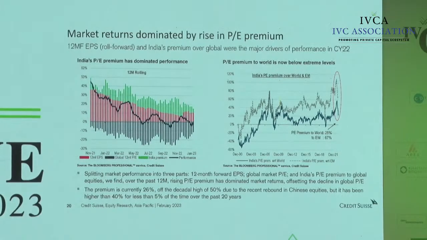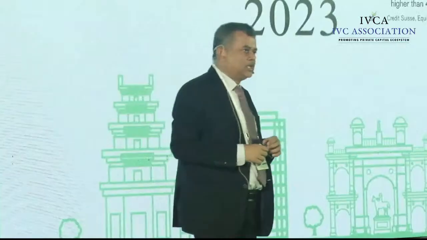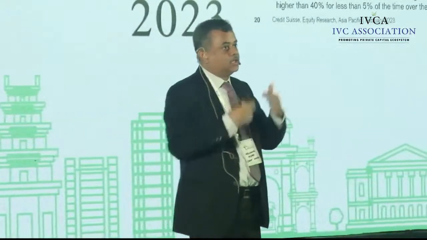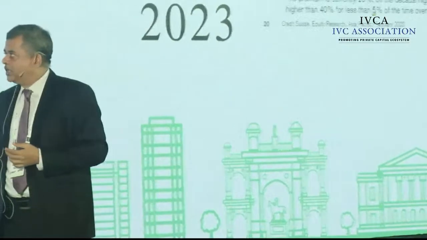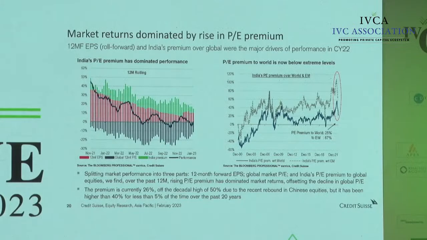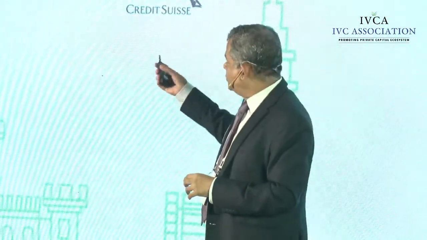You see the right-hand side chart here? The blue line is India's PE premium, price to earnings premium, to the rest of the world. It had reached 60%. It has now come down, partly because of the valuation correction of Adani stocks, partly because China has rebounded, partly because Europe has rebounded. But the stock market, in our view, will keep grinding lower.